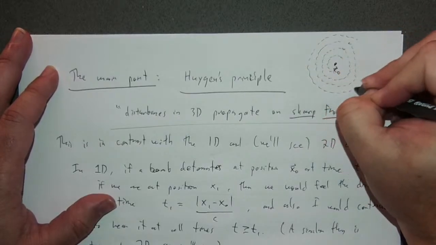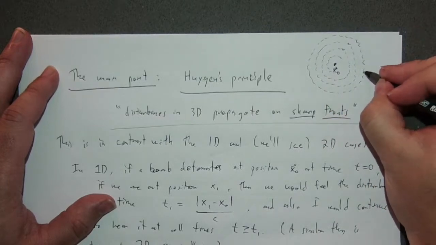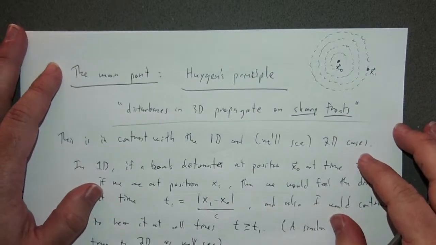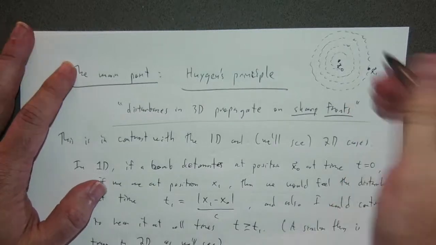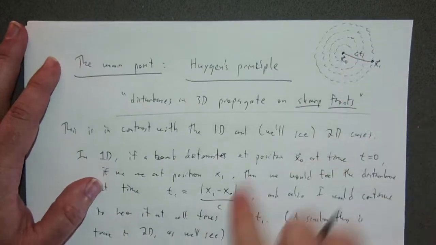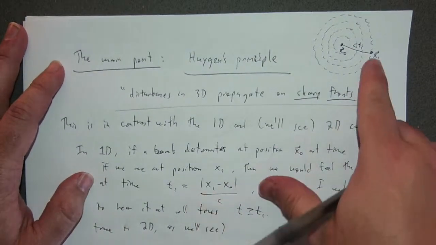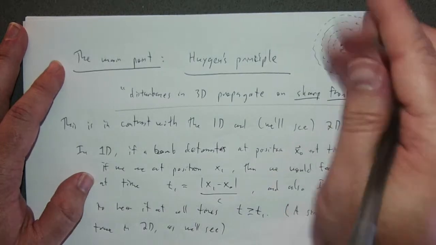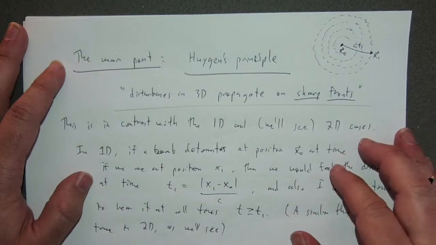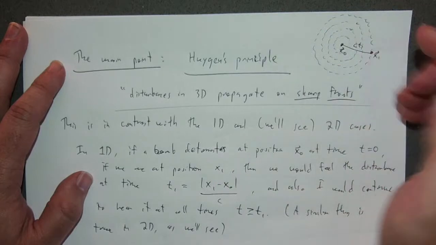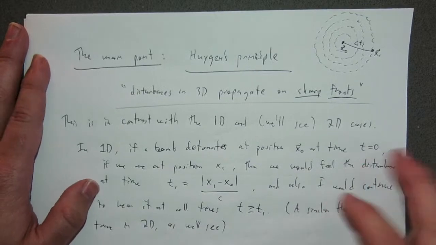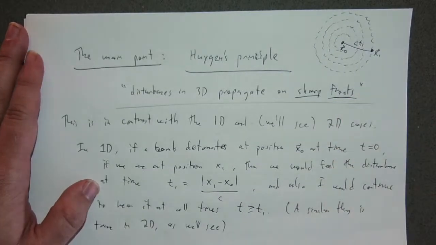And if you are at a position, say here, if this is x1, and we call this distance ct1, this is when the disturbance reaches you. But once that disturbance passes you, that's it. Once that sharp front passes your position, you no longer feel it. You feel it exactly at this point and no longer.